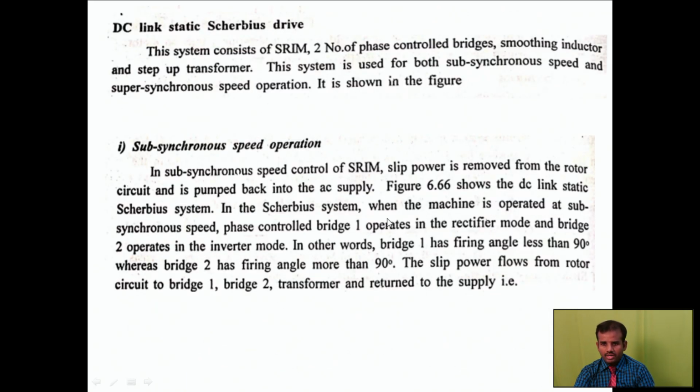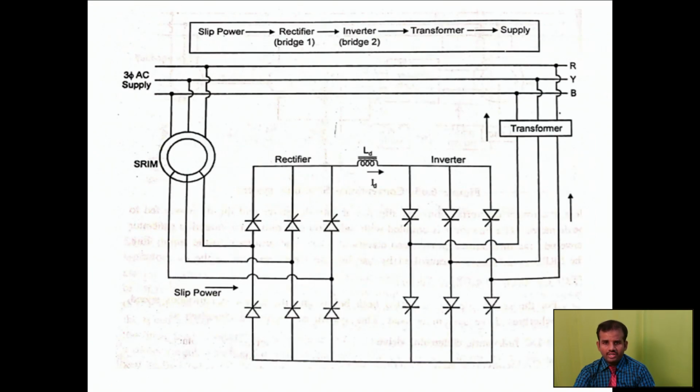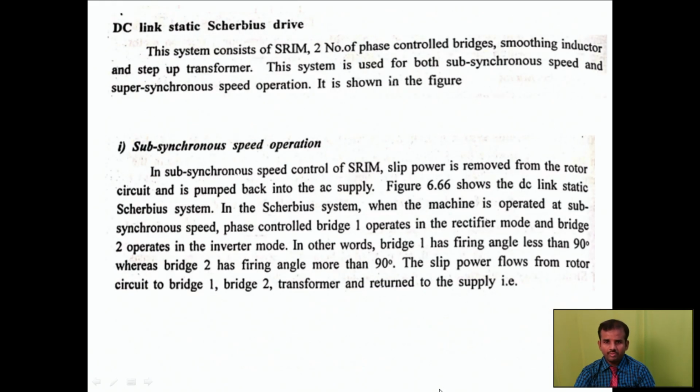When the machine is operated at subsynchronous speed, the phase controlled bridge 1 operates in rectifier mode, and bridge 2 operates in inverter mode. In other words, the first bridge operates as a rectifier and the second bridge operates as an inverter. Bridge 1 has a firing angle varied from 0 to 90 degrees, and bridge 2 has a firing angle varied from 90 to 180 degrees, that is more than 90 degrees.